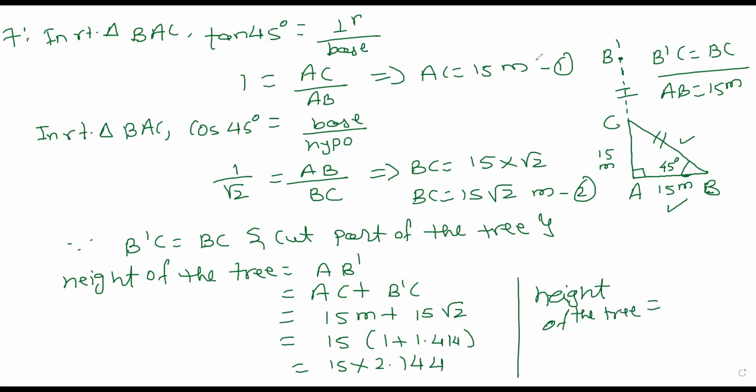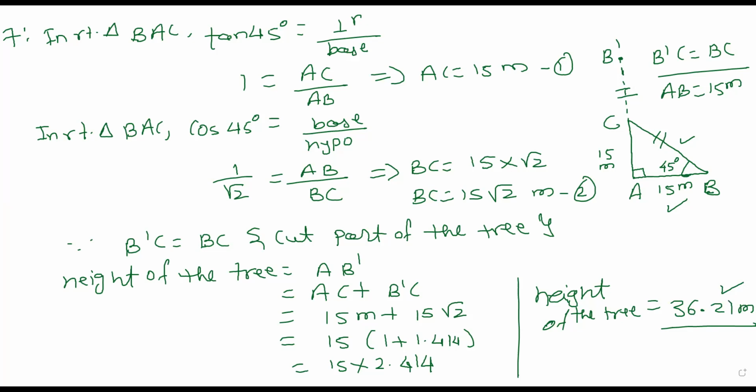15 into 1.414, sorry, 1.414. Tell me what you get in meters, and try to find the answer up to 2 decimal places after rounding off. 36.10. Sorry, 36.21. So 36.21 will be the height of the tree. 36.21 meters will be the height of the tree.